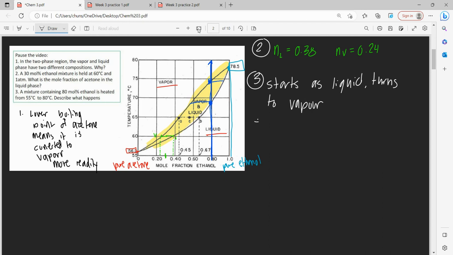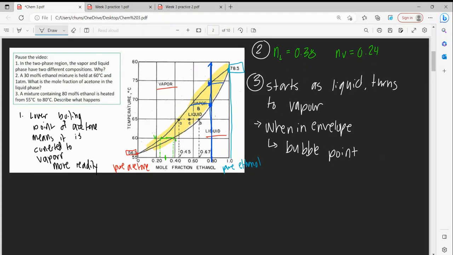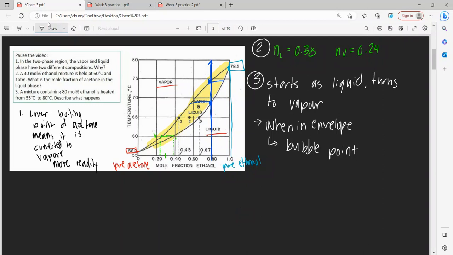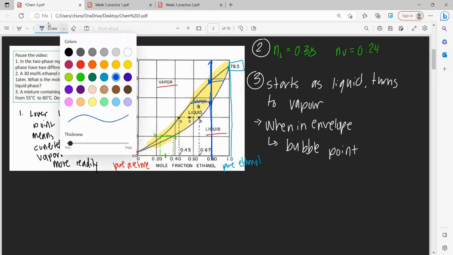So when we enter our envelope, we're going to find our first point, which is our bubble point. This is when we find our first bubble in our system. So when we have something that's mostly liquid, when that first little piece of vapor shows up, that's what this value is here.